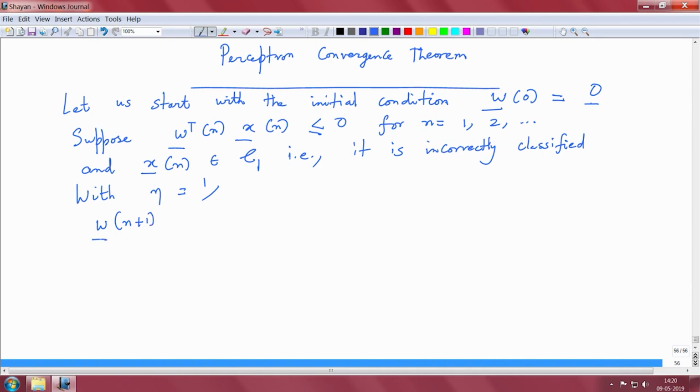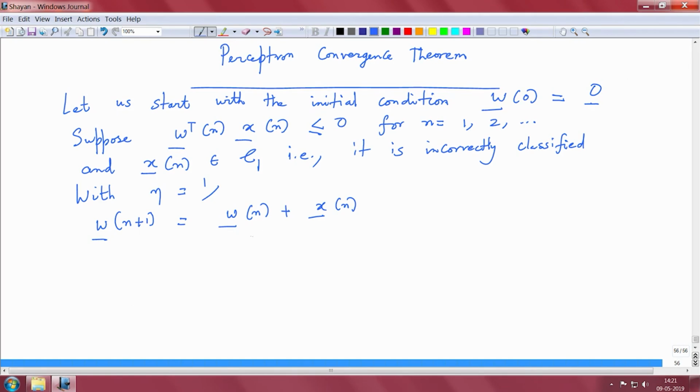The weight at time n plus 1 is the weight at time n plus the data point at time n. I am considering this particular case when x n belongs to C1, class 1, but you can also consider the other case when x n belongs to C2 and then proceed with the weight update. That is without loss of generality, right. It is consistent. We do not have to worry about the other case because the update will change if x n belongs to C2 and then the inequality flips the other way around.